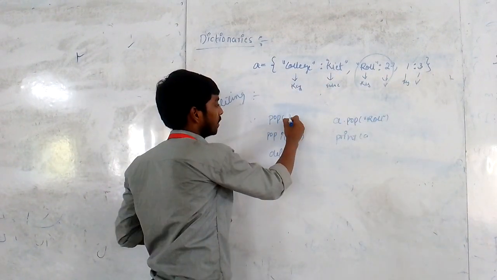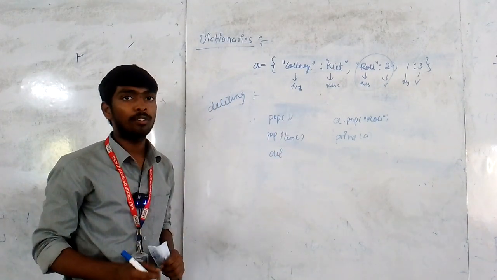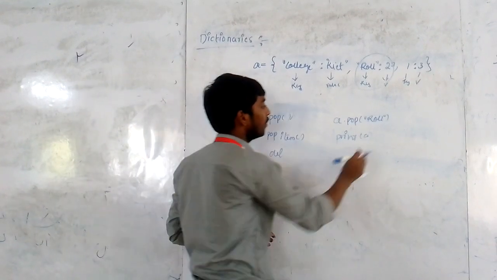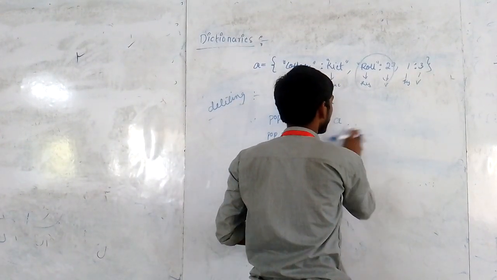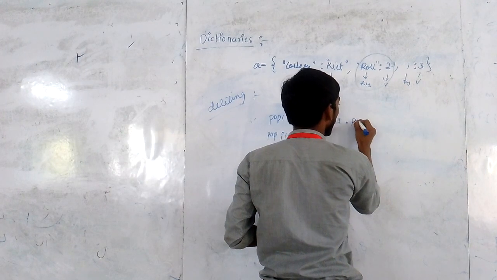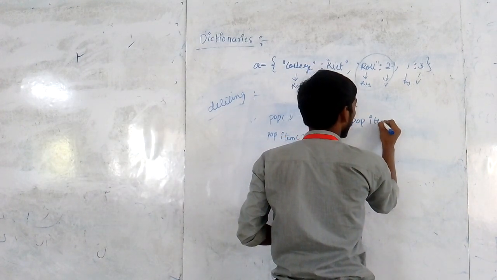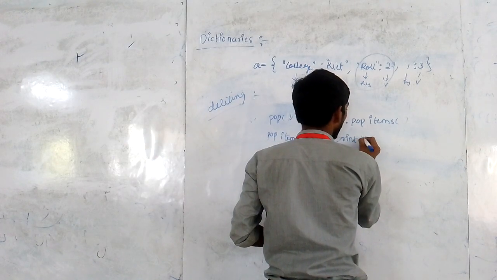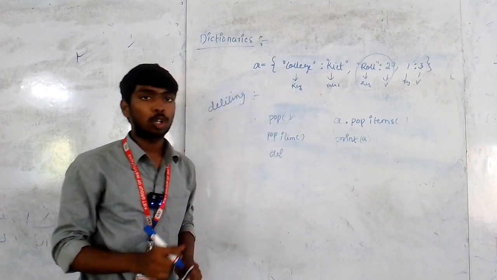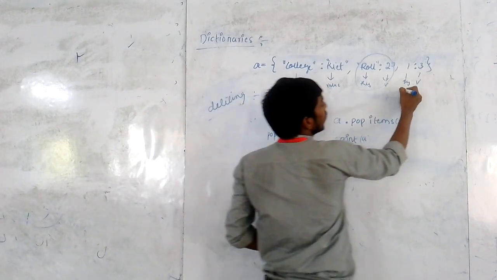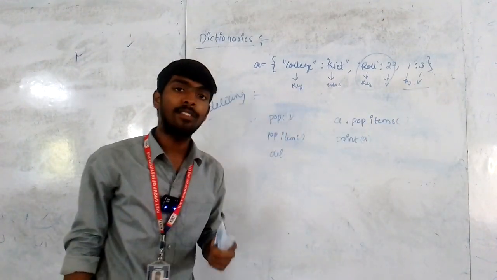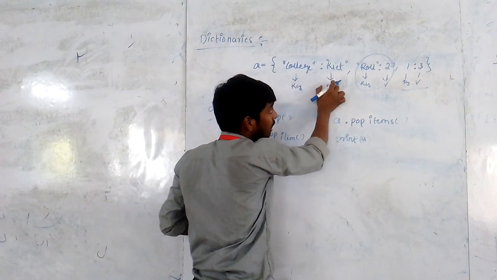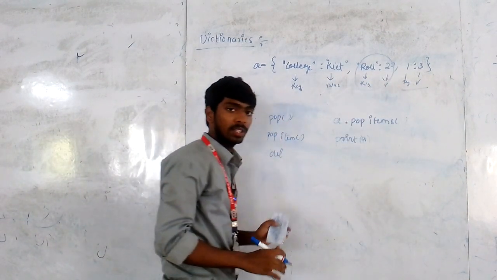So this was done. The other method of deleting elements in a dictionary is popitem. If you give a dot popitem, print a, it will automatically delete the last key and value of the dictionary. The required output is college kite, roll 27. This is the required output.